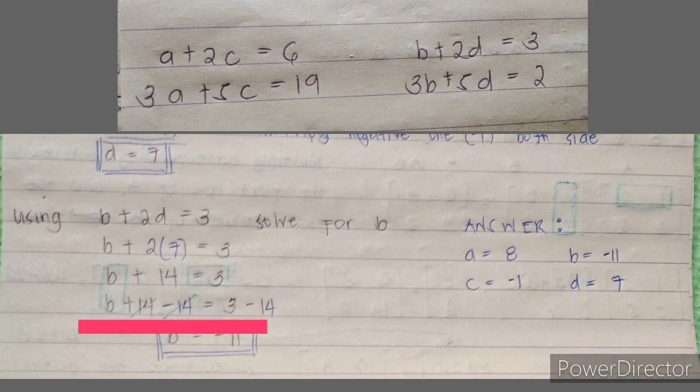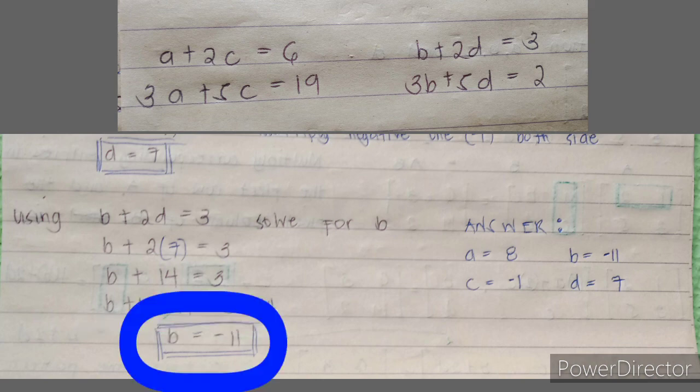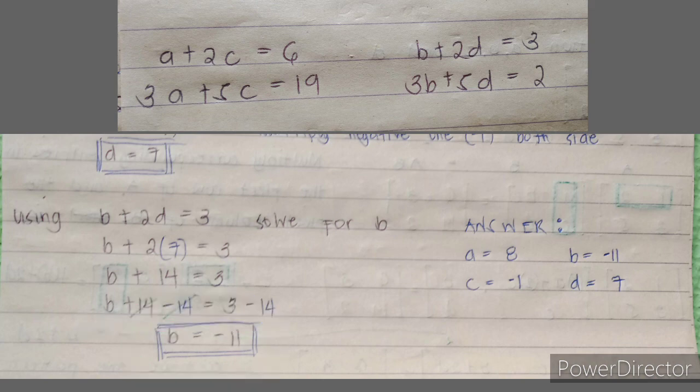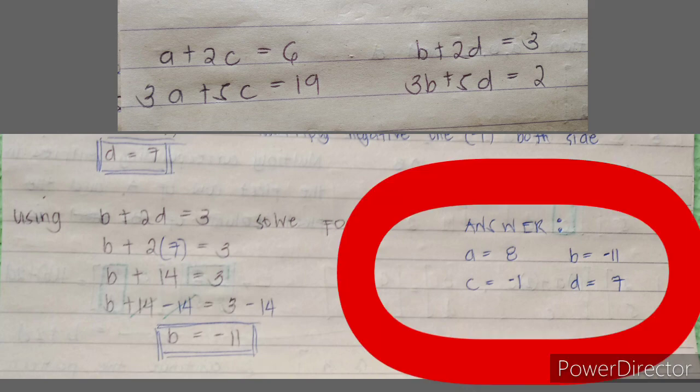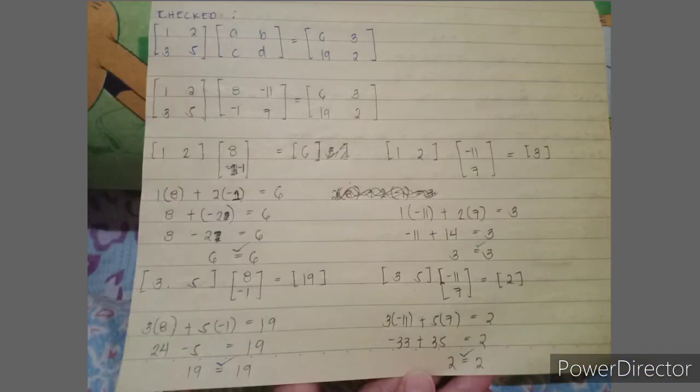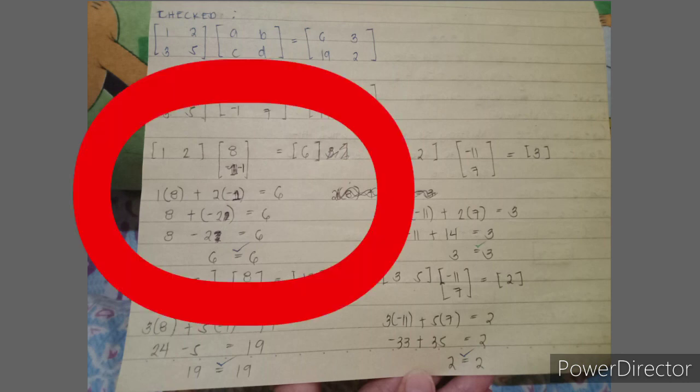Next, add the additive inverse of positive 14. We get B plus 14 minus 14 is equal to 3 minus 14. Then B is equal to negative 11. Now we have the values for A, B, C, and D, where A is equal to 8, B is equal to negative 11, C is equal to negative 1, and D is equal to 7. To check if our answer is correct, we can substitute the values of A, B, C, and D to the corresponding equations.